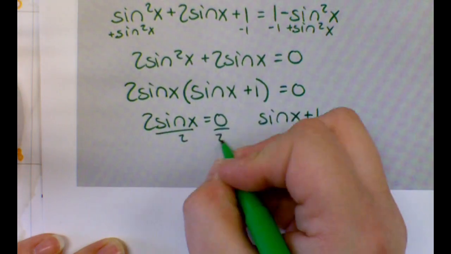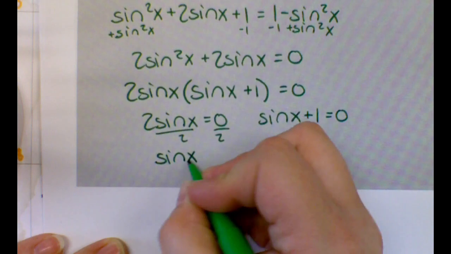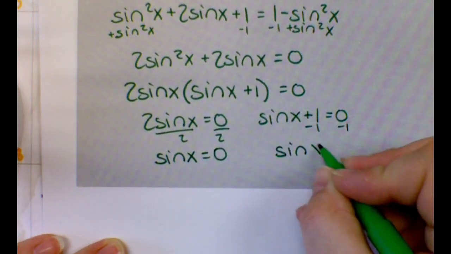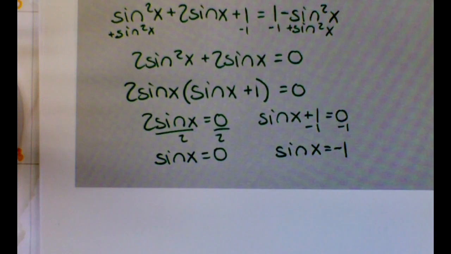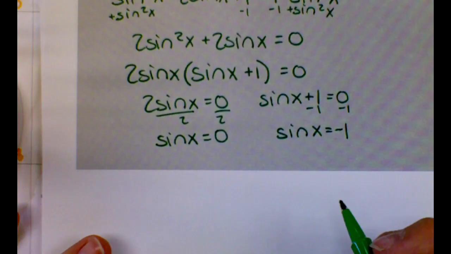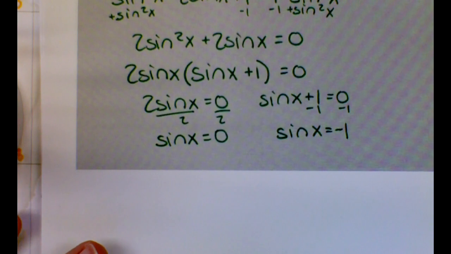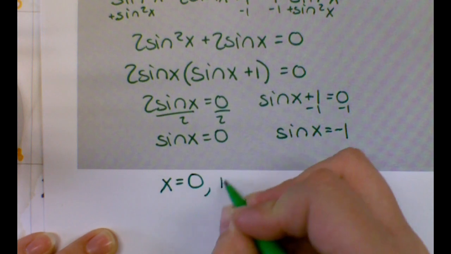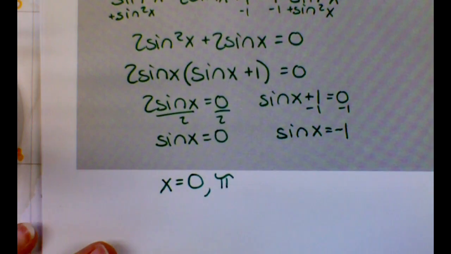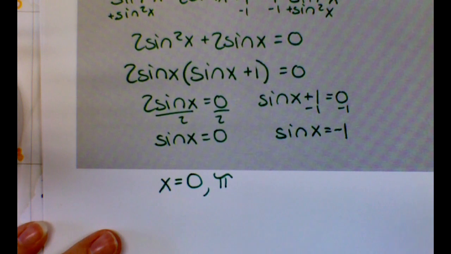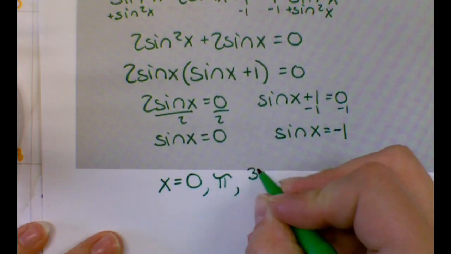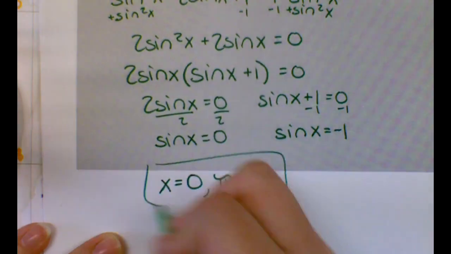Divide this first one by 2. Subtract 1 for the second one. So I want on the interval 0 to 2 pi where sine of x equals 0. Notice my interval, 0 is included, 2 pi is not. So sine is 0 at 0, pi, and 2 pi, but 2 pi is not included in my solution set. Where's the sine negative 1? That is 3 pi over 2. There's my solution.